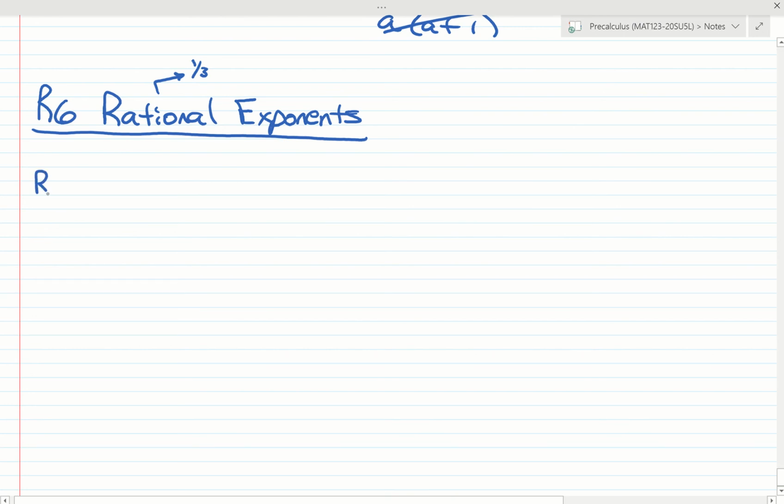First, I wanted to do a little bit of a review and dive further into this. One of the rules we've talked about is a to the negative n is the reciprocal, 1 over a to the n. We called that the reciprocal rule.